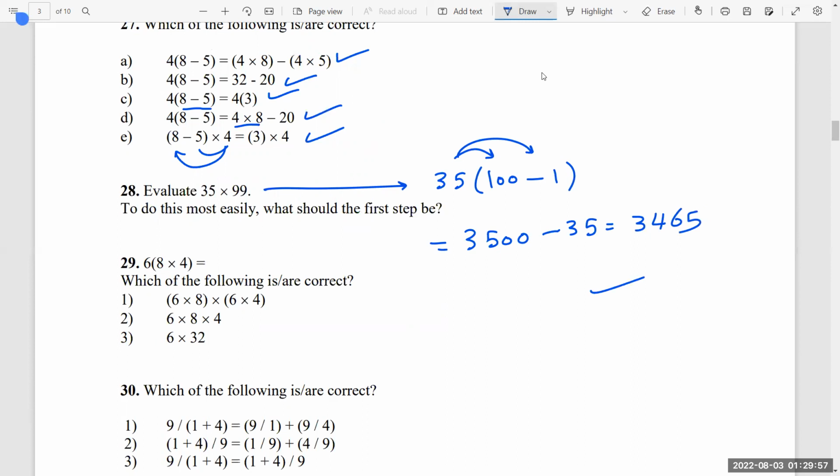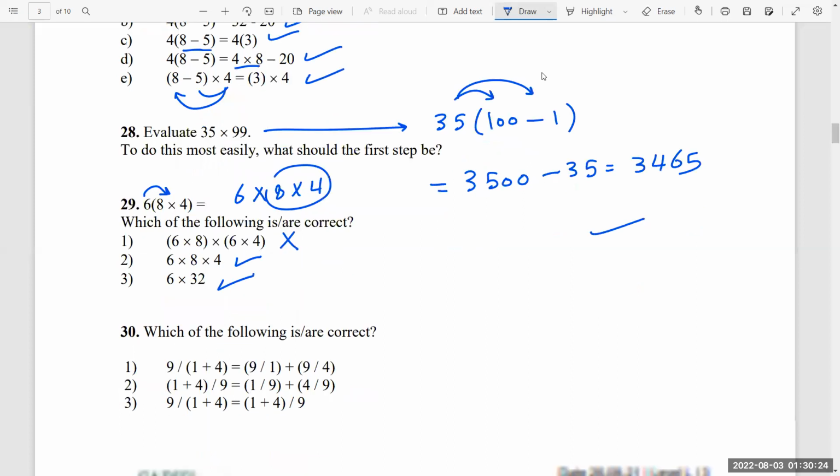Which of the following is correct? Okay, 6 times 8 and 6 times 4 is incorrect. We never distribute multiplication over multiplication. Never do this. Can I remove the bracket? Yes, I can. I can write it just 6 times 8 times 4, no problem. Can I pick 2 of them and multiply? Yes, you can. 4 times 8, 32 times 6. Yes. 2 and 3 correct.